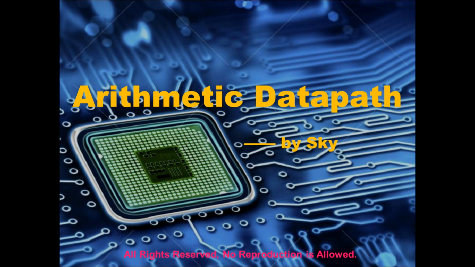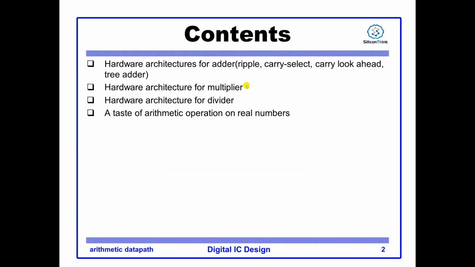This chapter, I will talk about arithmetic datapath. So in this chapter, we will cover this topic. We'll first look at the commonly used arithmetic operators such as adder and subtractor. Then we will study multiplier, divider. At last, we will take a look at the operation on real number. So for the first three parts, we will operate on integer numbers.